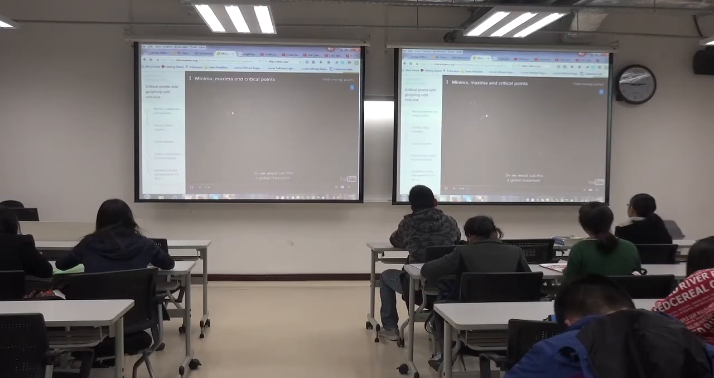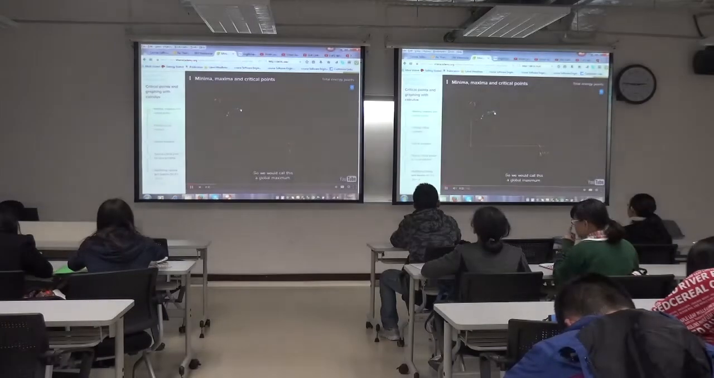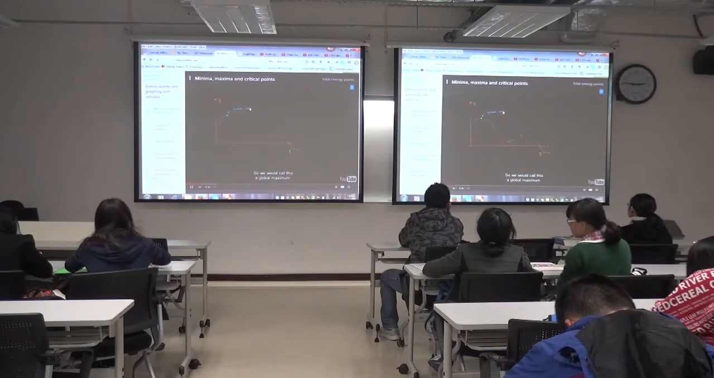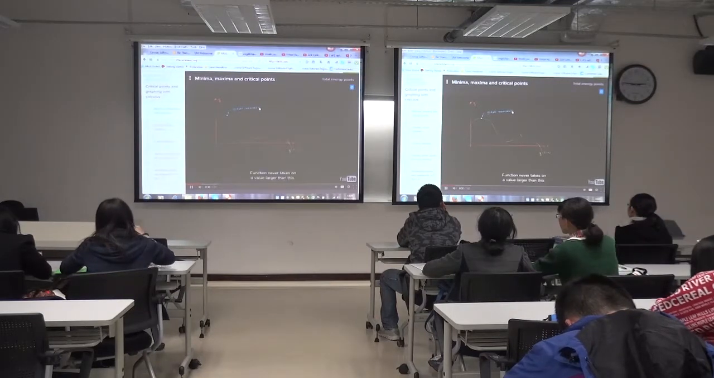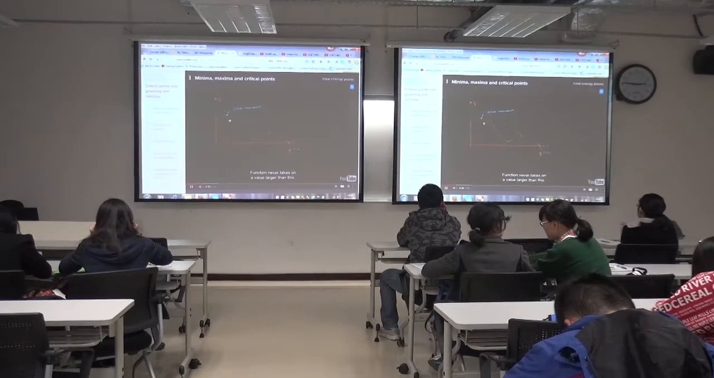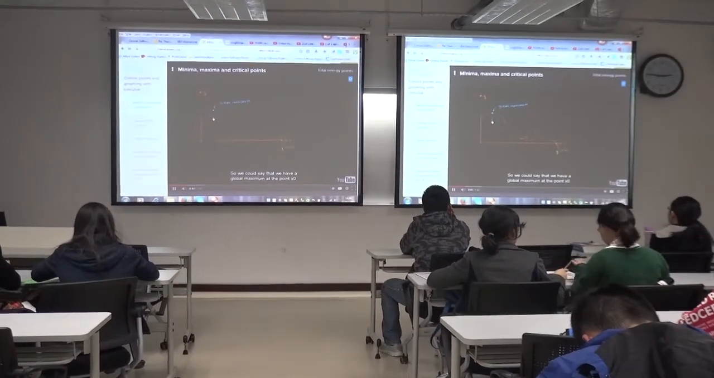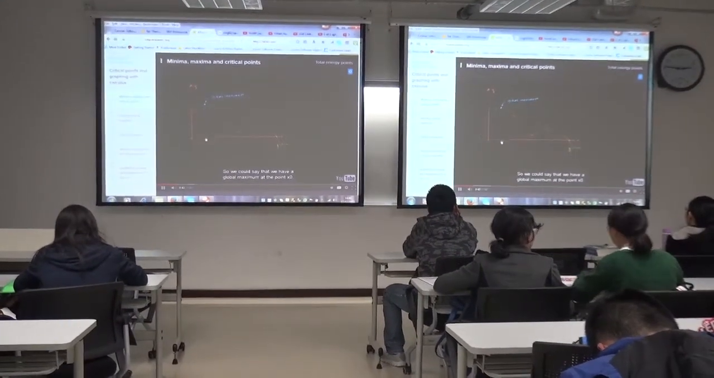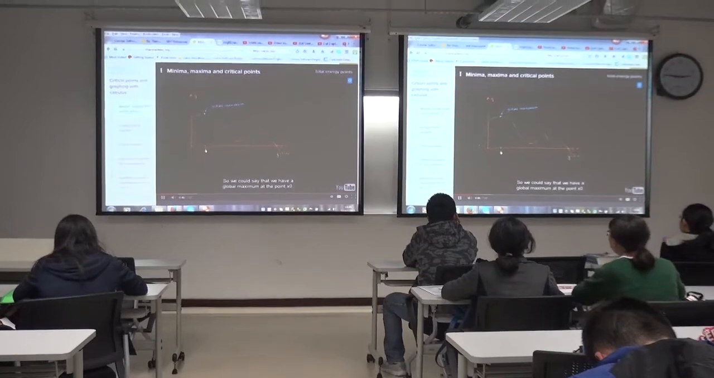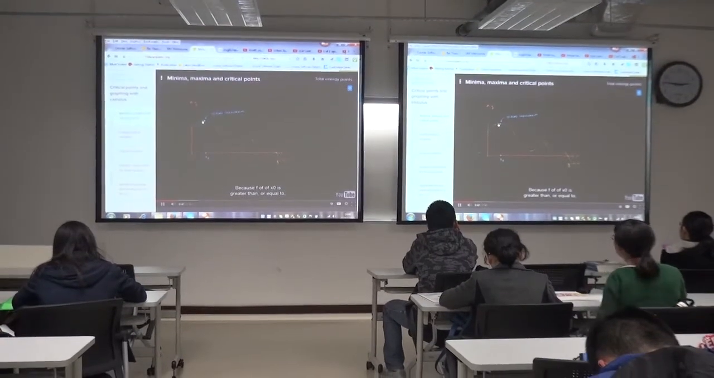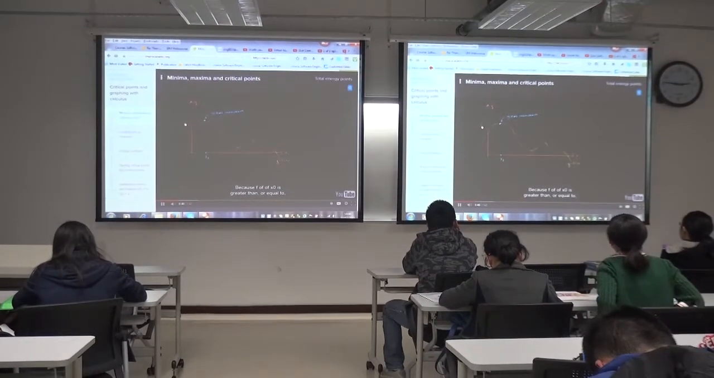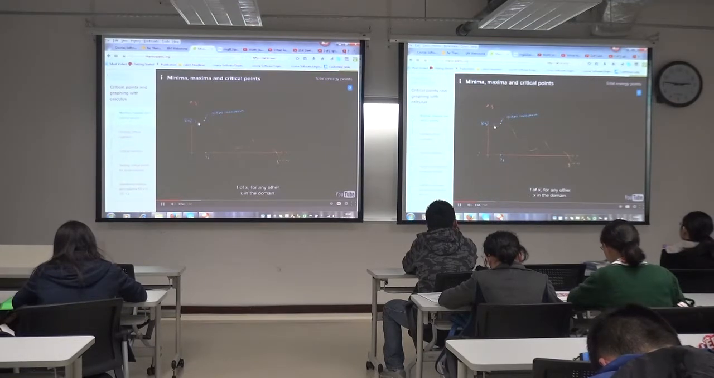So we would call this a global maximum. A global maximum. The function never takes on a value larger than this. So we could say that we have a global maximum at the point x naught, because f of x naught is greater than or equal to f of x for any other x in the domain. And that's pretty obvious when you look at it like this.